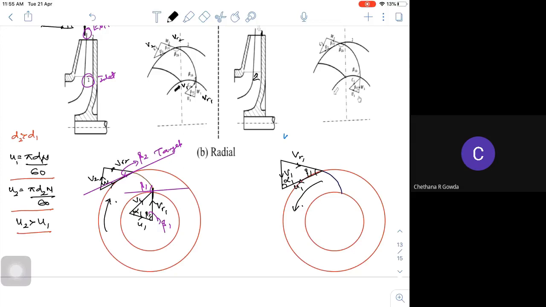So what is the case here? Actually, in this case, your U1 is greater than U2 because my D1 is greater than D2. What will happen at the exit triangle? So I'll be getting something like this, which is my VR2. So I have the corresponding V2, and you can close it with the corresponding U2. So this will be my alpha 2, and this will be my beta 2. I can draw these triangles for axial flow machines or radial flow machines depending upon the given conditions.